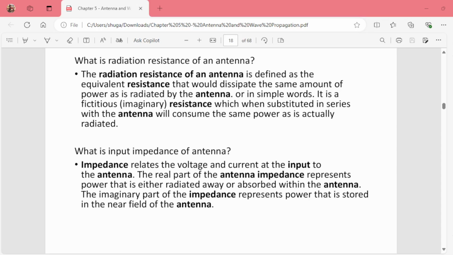So for your antenna to work well, you want a good radiation resistance to send out a strong signal, and a well-matched input impedance so that the signal reaches the antenna without being lost.